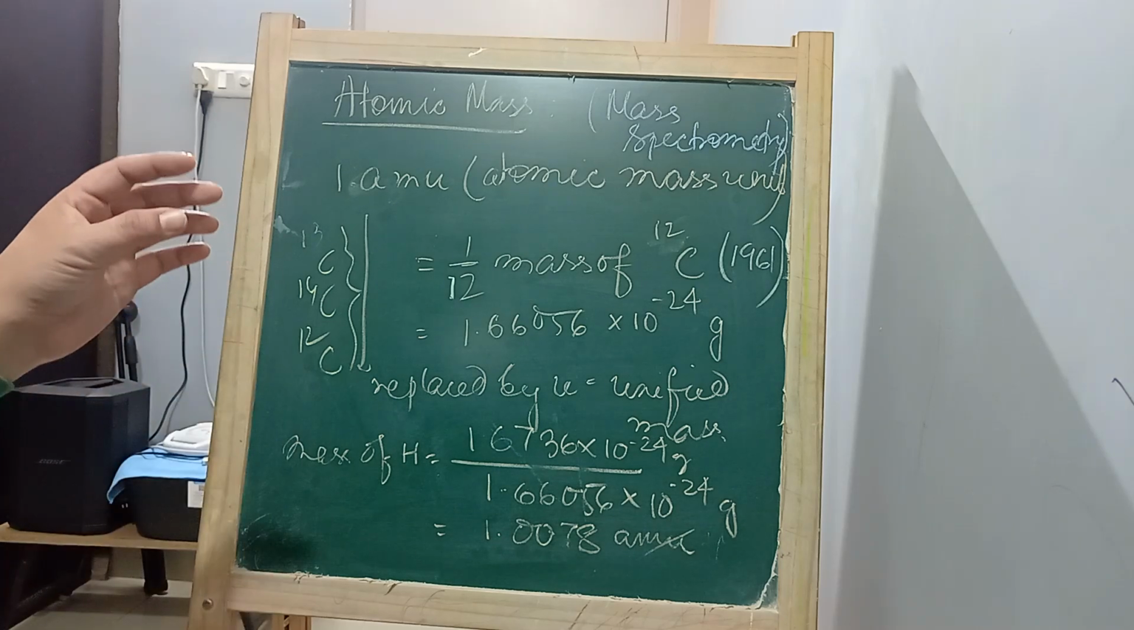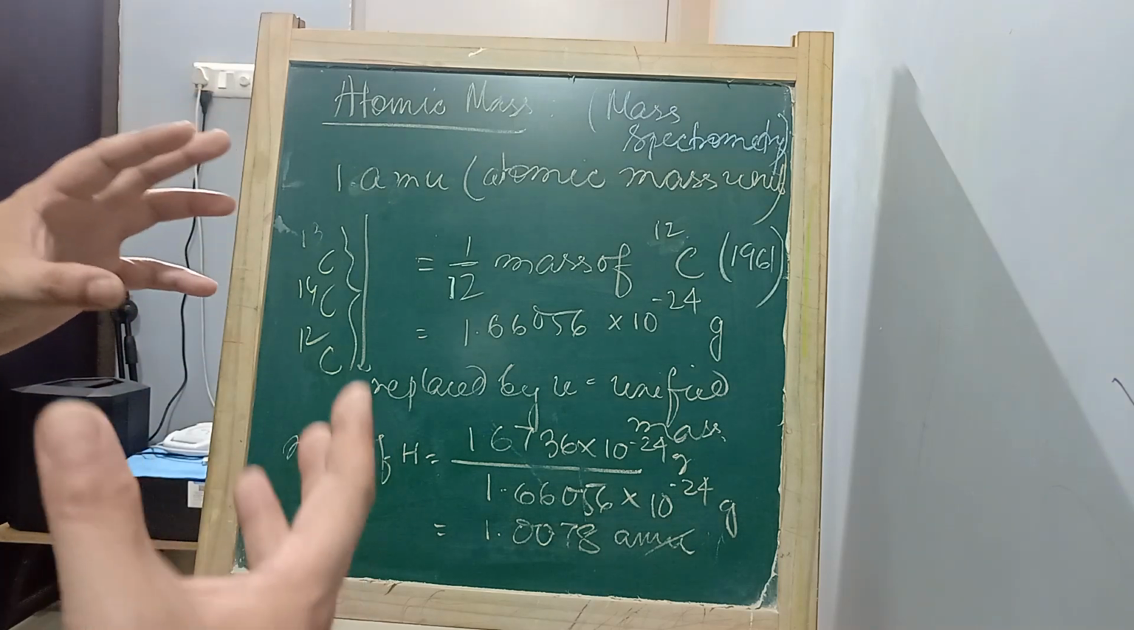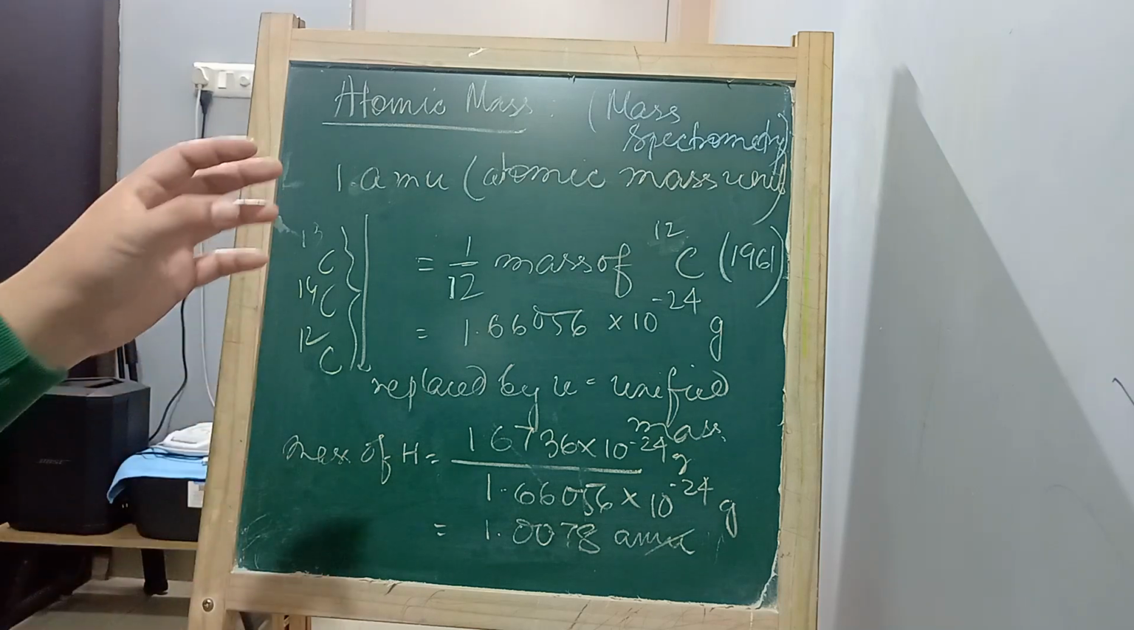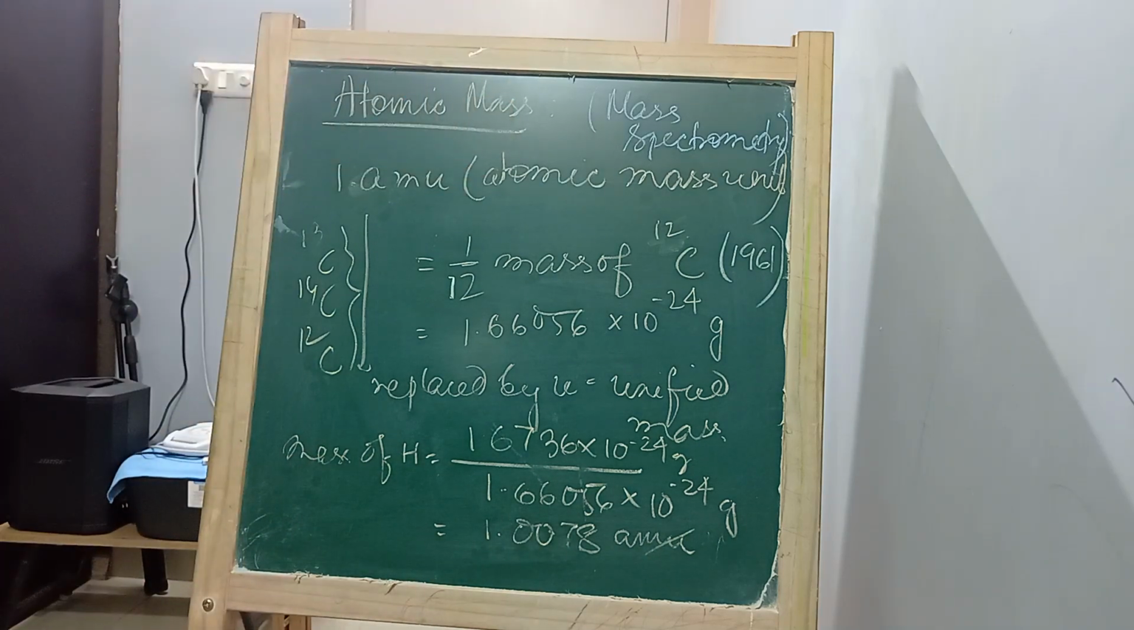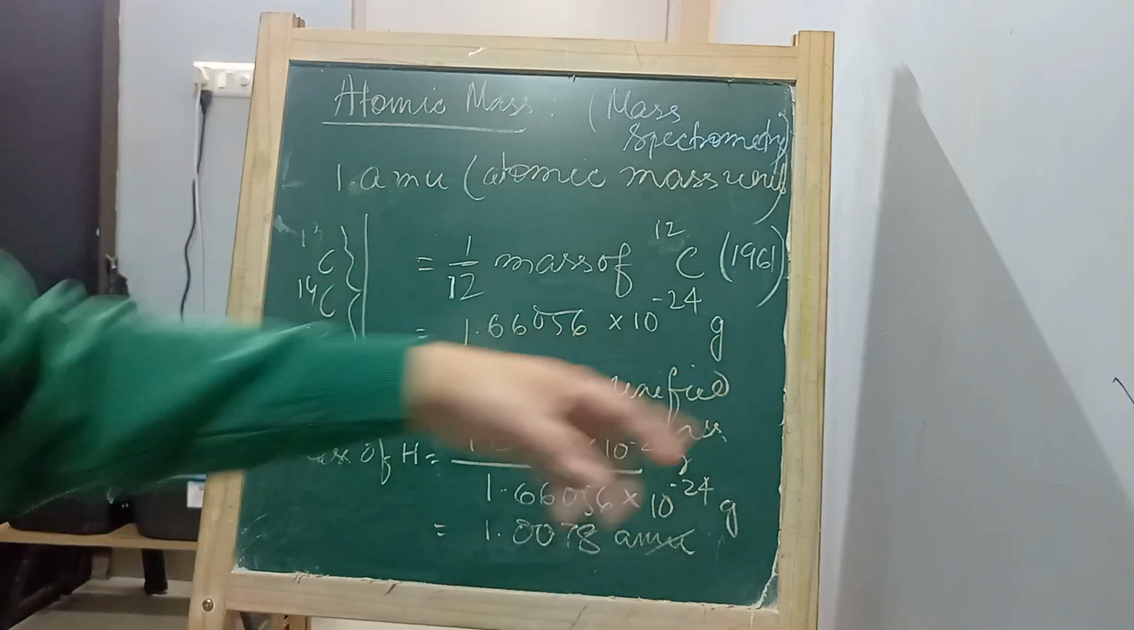Why are they the same? What is similar in them is that all the atoms of an element have the same mass. That mass is called atomic mass. And what is mass? Mass is the amount of matter in that substance or atom, which is measured in grams or kilograms.